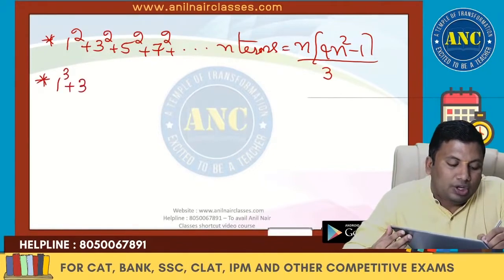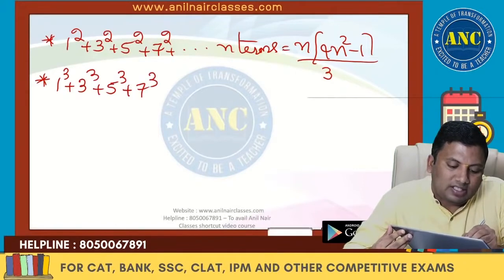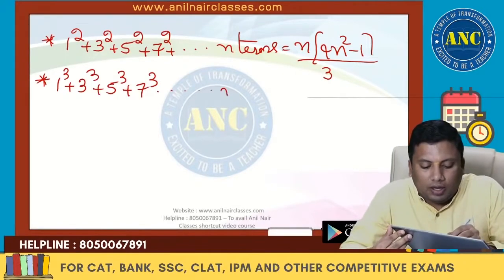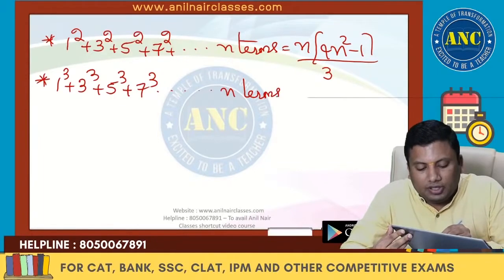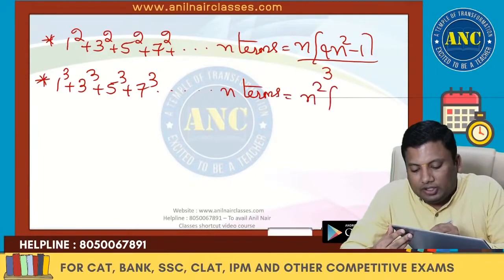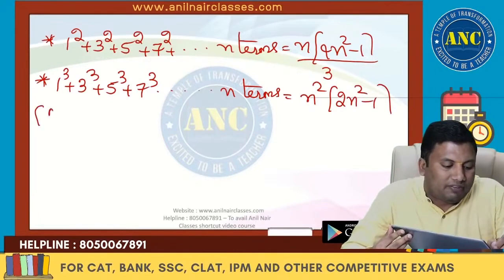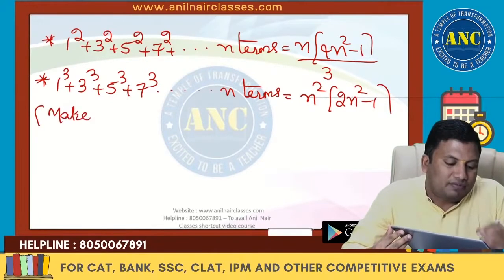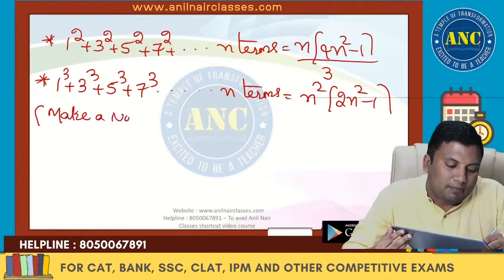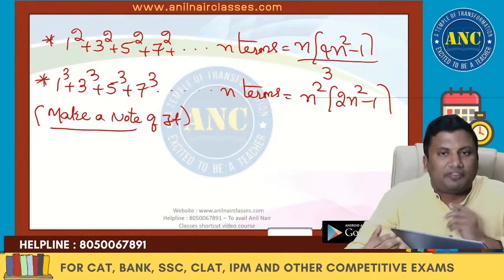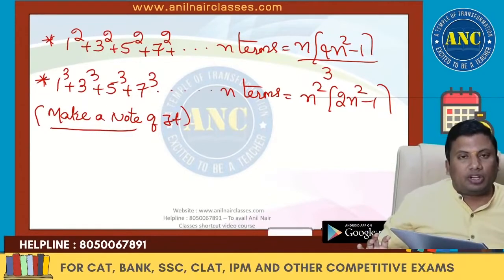If I do the cubes, 1 cube plus 3 cube plus 5 cube plus 7 cube and so on up to n terms, it is given by n square into 2n square minus 1. Please make a note of it. Sum of the squares of the odd natural numbers, sum of the cubes of the odd natural numbers. Make a note of it.